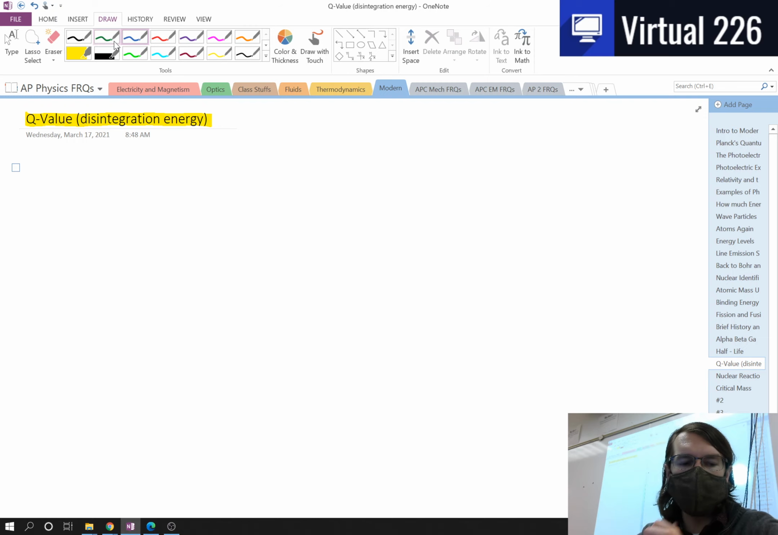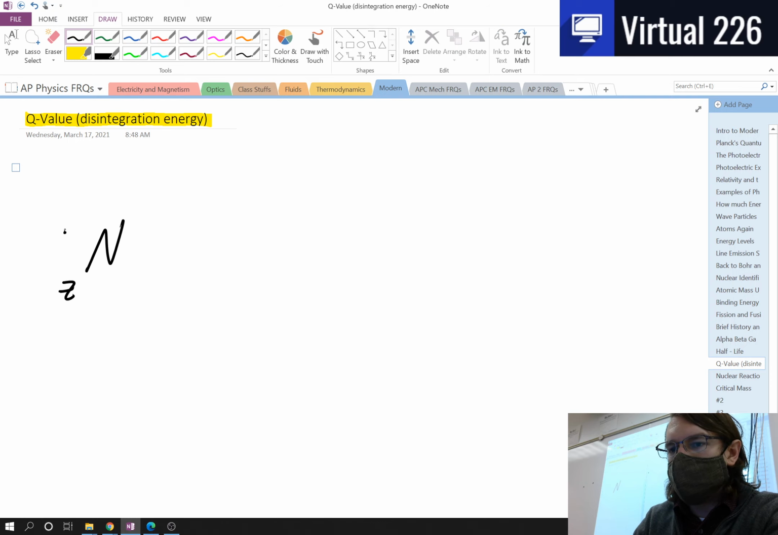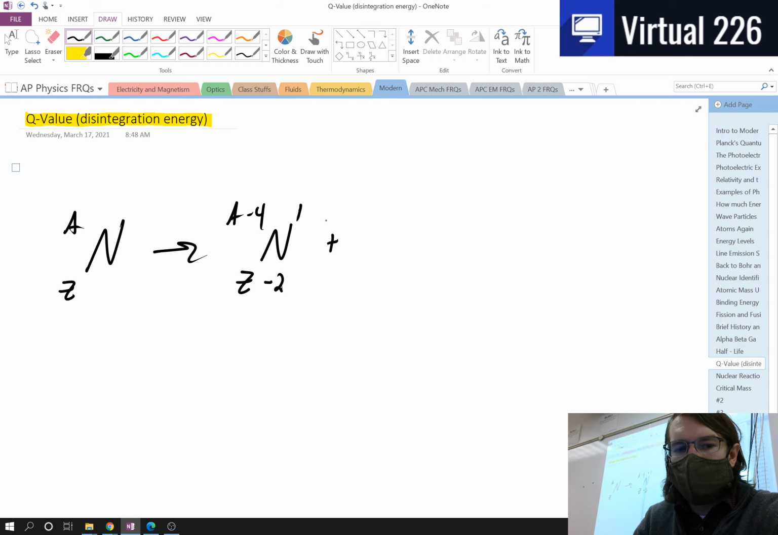The way we look at this is we take a look at two sides of our equation. Let's take a look at an alpha decay. For an alpha decay, we had N with Z and A, and it yielded some new element, M prime, of Z minus 2 and A minus 4, plus an alpha particle, which we know as helium. So there's our helium-2,4.